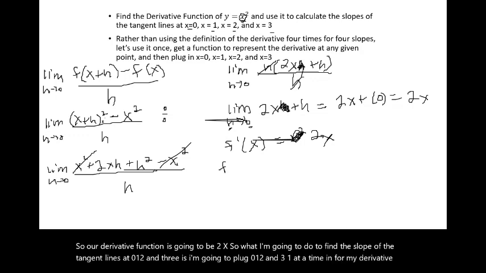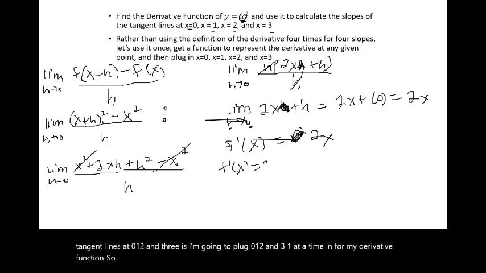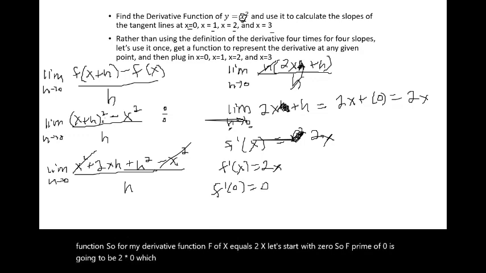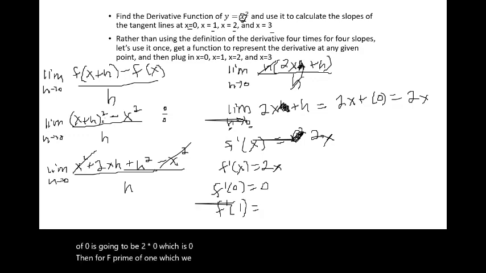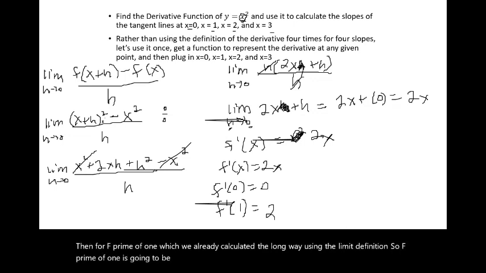So for my derivative function, f prime of x equals 2x. Let's start with 0. f prime of 0 is going to be 2 times 0, which is 0. Then for f prime of 1, which we already calculated the long way using the limit definition, f prime of 1 is going to be 2 times 1, which gives us 2. Same thing that we got last time.